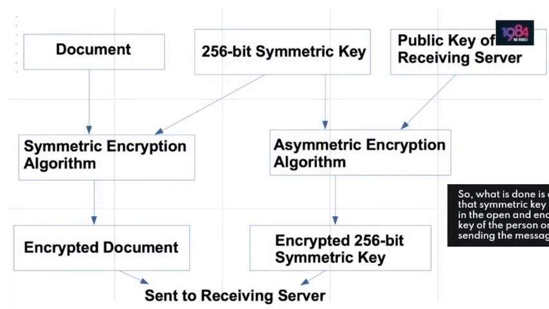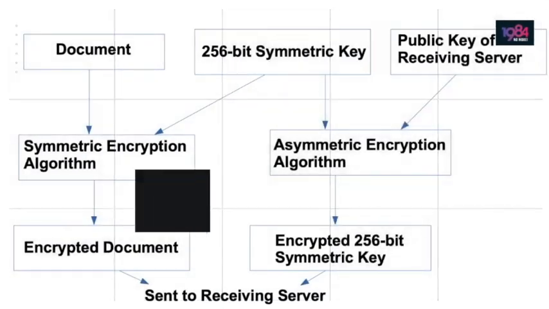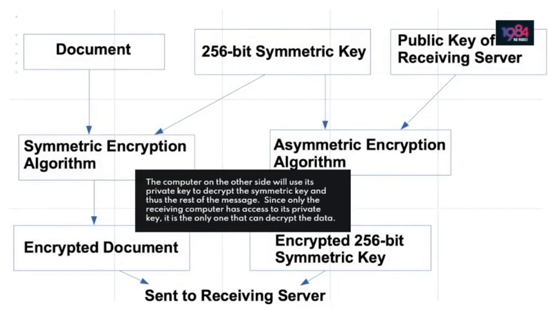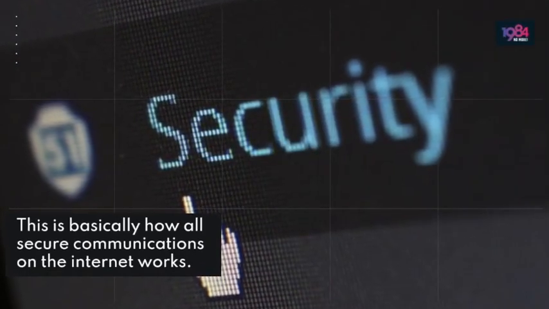So, what is done is computers will take that symmetric key they would have sent in the open and encrypt it with a public key of the person or server they are sending the message to. The computer on the other side will use its private key to decrypt the symmetric key and thus the rest of the message. Since only the receiving computer has access to its private key, it is the only one that can decrypt the data. This is basically how all secure communications on the internet works.